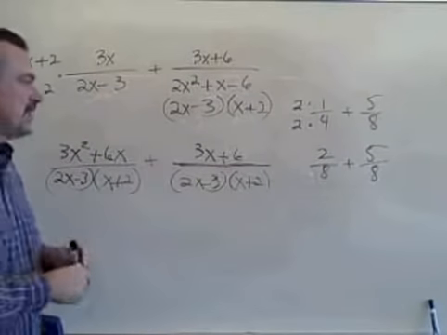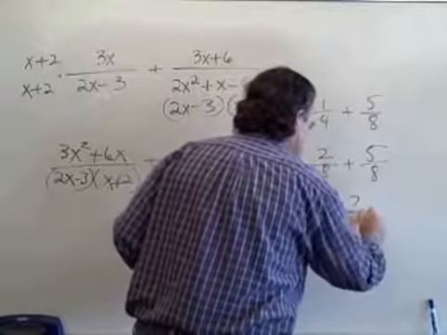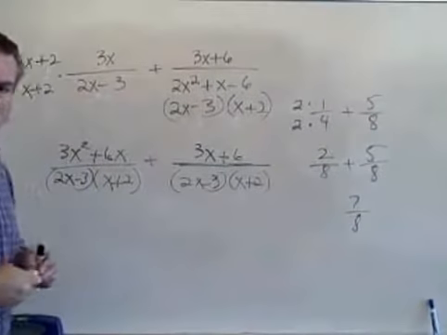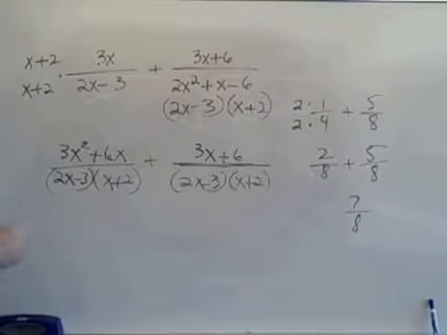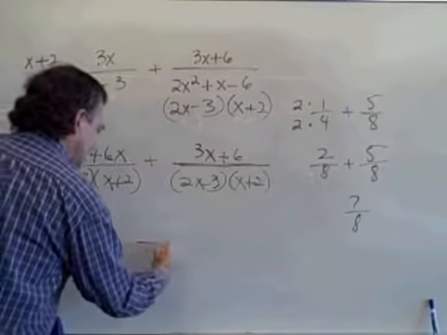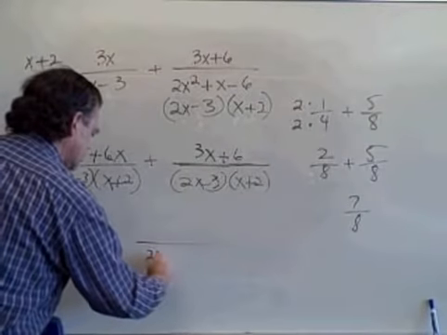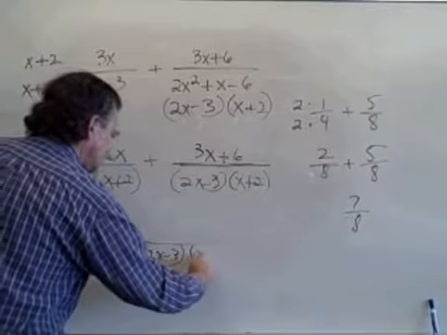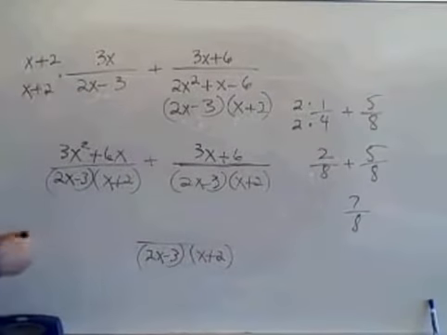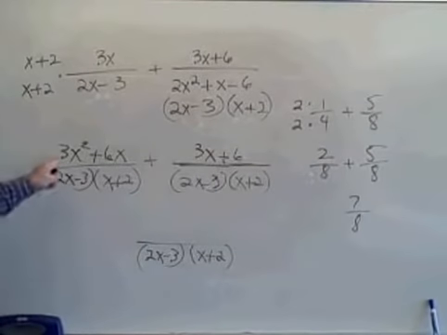So now we can add the numerators. 2 plus 5 would be 7. Put that over the common denominator, 7/8. I'm going to do the same thing here. I will add these numerators and put the answer over the common denominator.